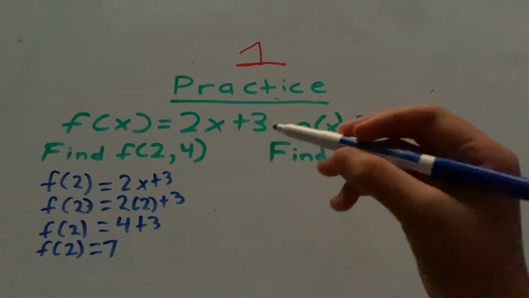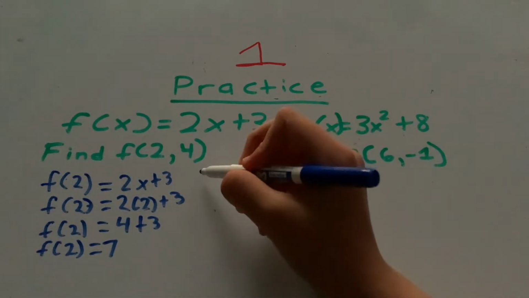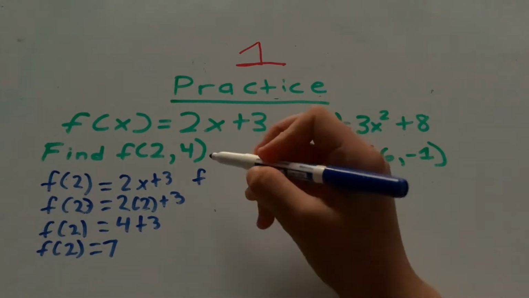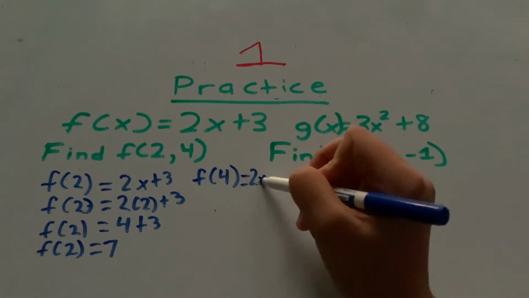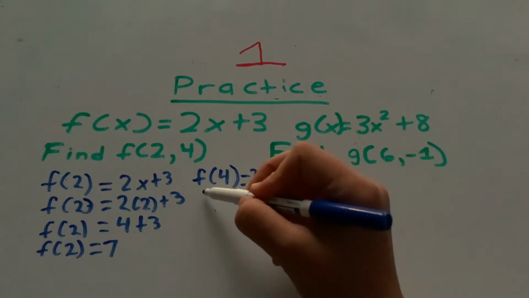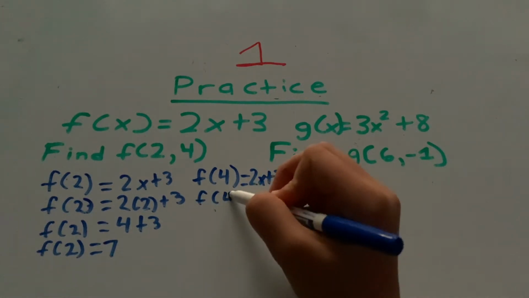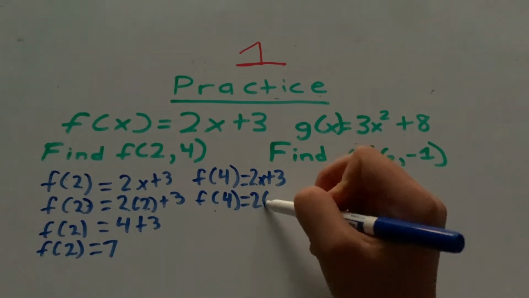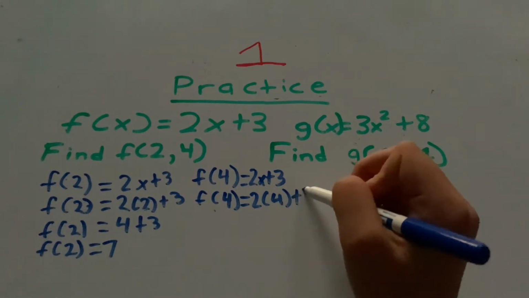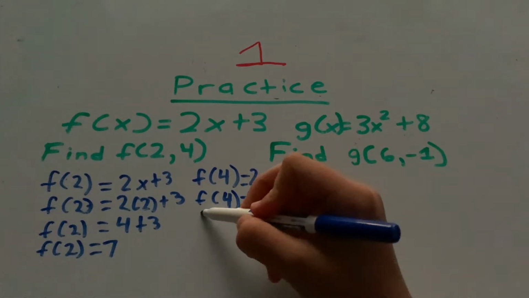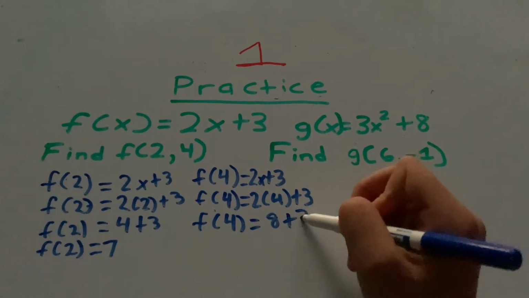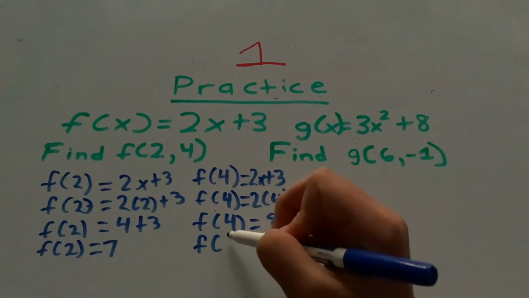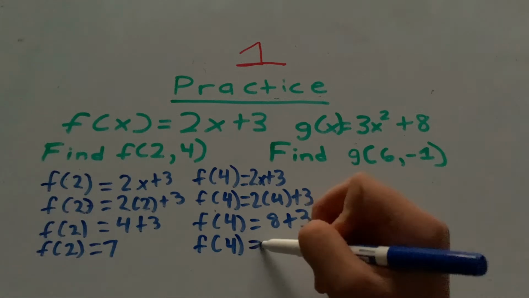So now let's go on to f of 4. So f of 4 equals 2x plus 3. And then write it again, but with the x plugged in. And now we can solve. It equals 8 plus 3, and then f of 4 comes out to equaling 11.